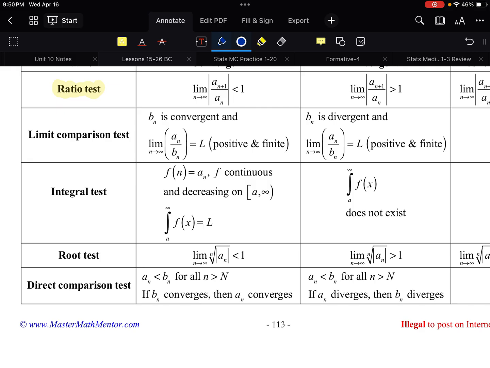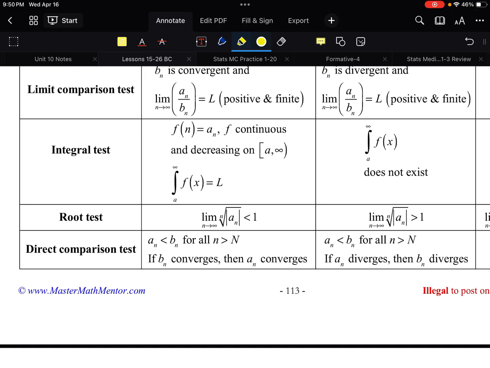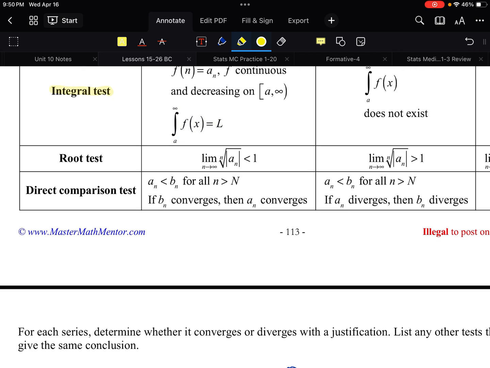We haven't really used that one. I don't think we've used that one at all. The integral test, we have used a few times. It basically says to do the integral, and if the integral has a limit or has a value, then the series is going to have a value. So it's going to exist. It's going to converge. If the integral is infinite, then the series is not going to converge. The series would also be infinite and not converge. Nth root test, haven't used that.